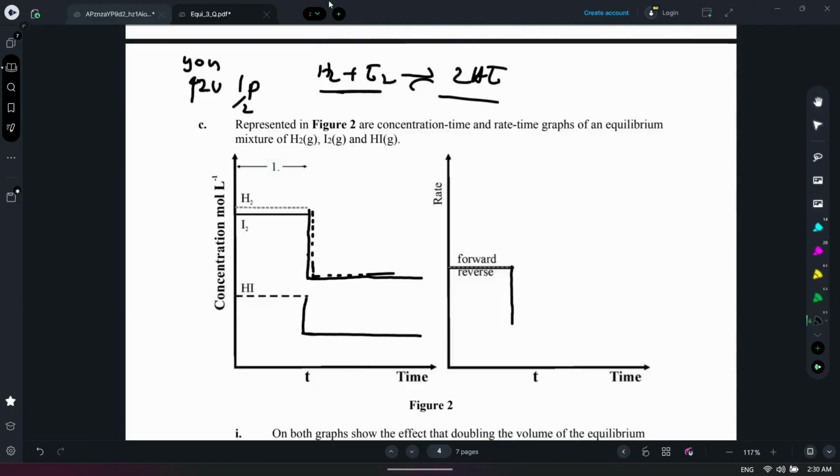Make sense? All right, now what do you think will happen? Do you think the forward reaction will pick up or the reverse reaction will pick up? No, in this case, because there is no shift in the equilibrium, both the forward and the reverse reaction rates stay the same after that. That is what you need to do.